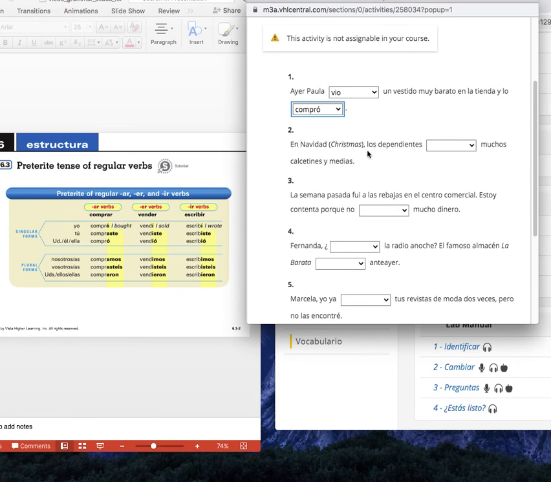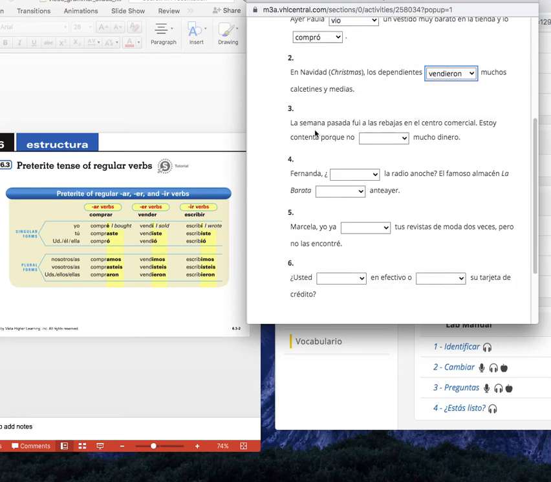En Navidad, los dependientes blank muchos calcetines y medias. So many socks and stockings. So what do we say? Los dependientes vendiste, vendió, o vendieron? Go ahead and pause it. And we're back. And the answer would be vendieron, just like we see here over on the PowerPoint, right? Ustedes, ellos, ellas vendieron, because we're talking about los dependientes, ellos.